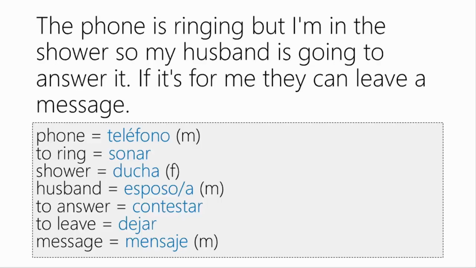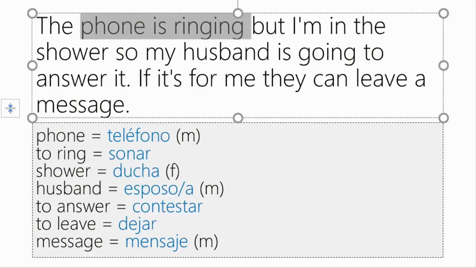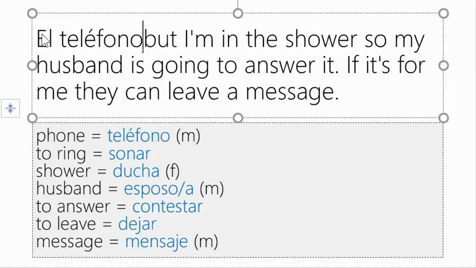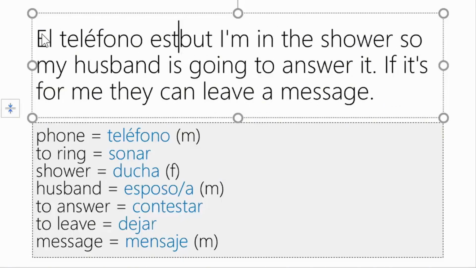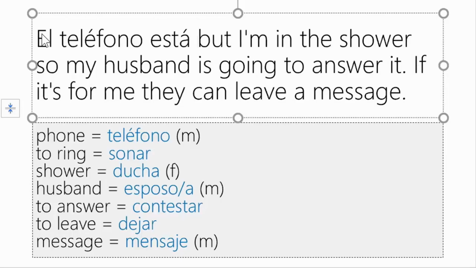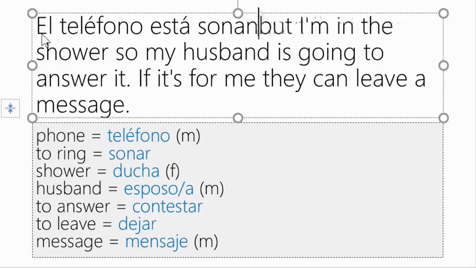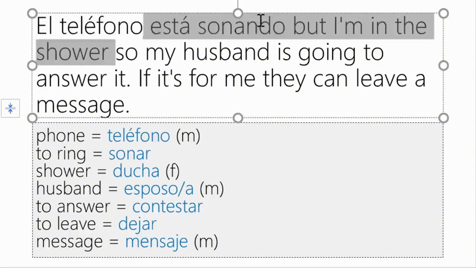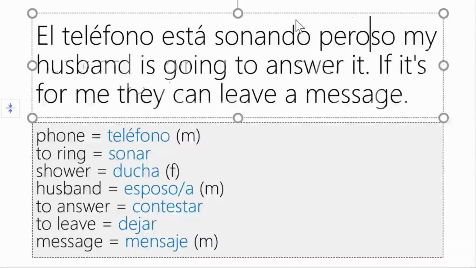All right, let's do it together. So the telephone is ringing. This is something that the telephone is doing right now. Okay, right now in this moment, it's ringing. So we're going to use the present progressive. So we have el teléfono está, and then the verb sonar, so sonando. El teléfono está sonando. But I'm in the shower. This is location, right? So we're going to go with estar. Pero estoy en la ducha.